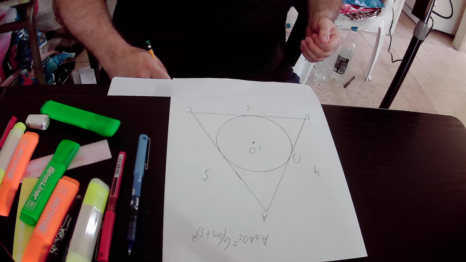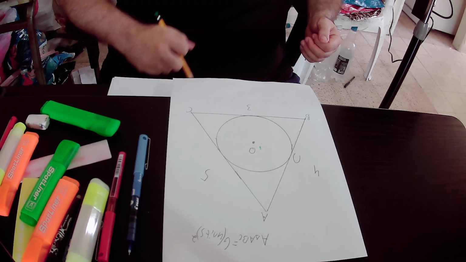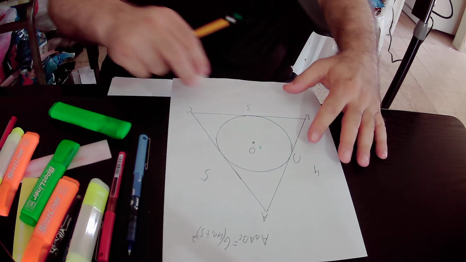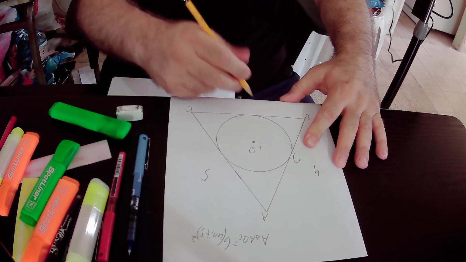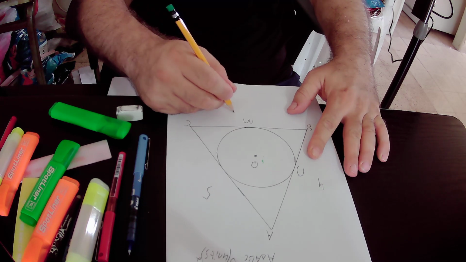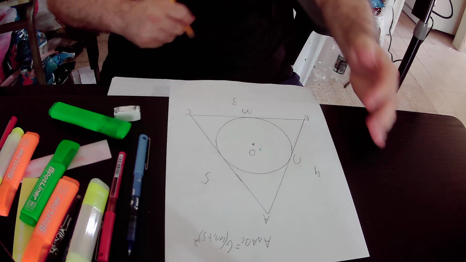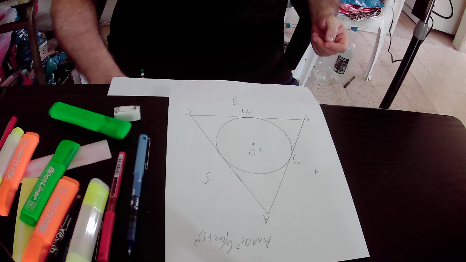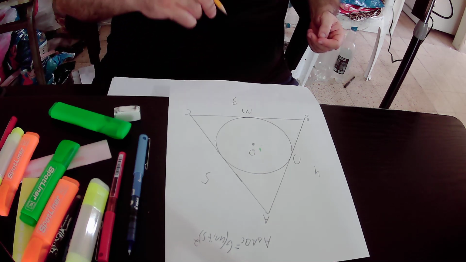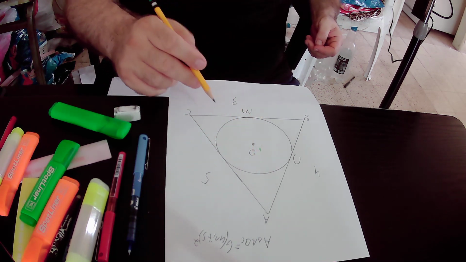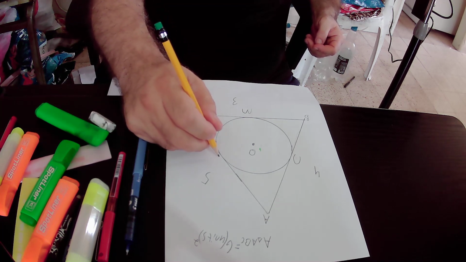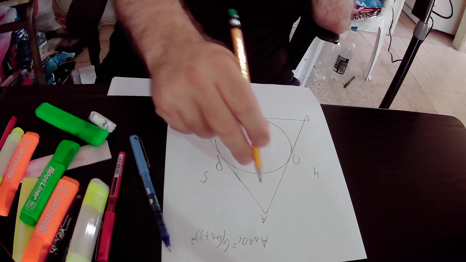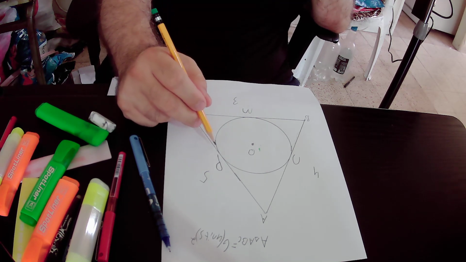Let's define the touching point between side BC of the triangle and the circle as point M. So side BC of triangle ABC is tangent to the circle at point M, and also let's define the touching point between side AC of the triangle and the circle as P. Again, side AC of the triangle is tangent to the circle at point P.